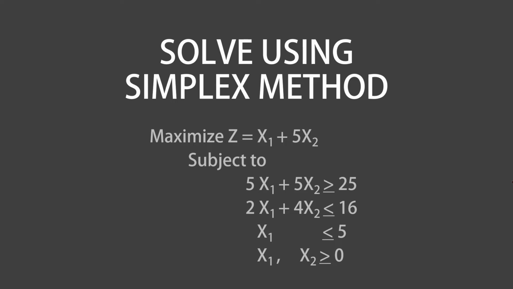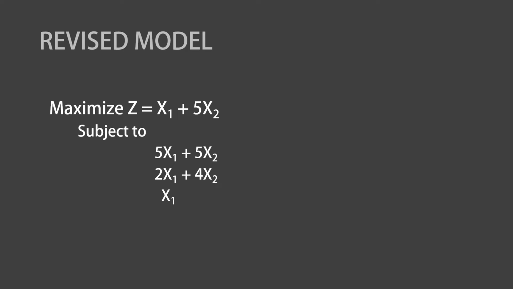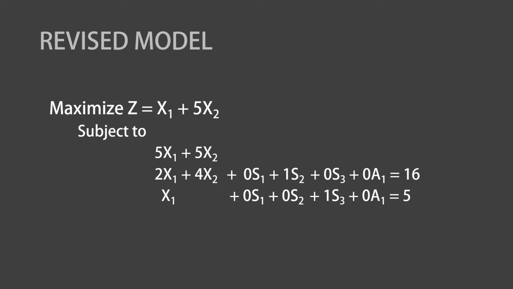Maximize z equals x1 plus 5x2, subject to 5x1 plus 5x2 greater than or equal to 25, 2x1 plus 4x2 less than or equal to 16, x1 less than or equal to 5, and non-negative constraints. Now we convert the constraints to equations. We add slack variables represented by s to each less than or equal to constraint. Surplus variables, also called negative slack, represented as negative s, are subtracted from each greater than or equal to constraint.